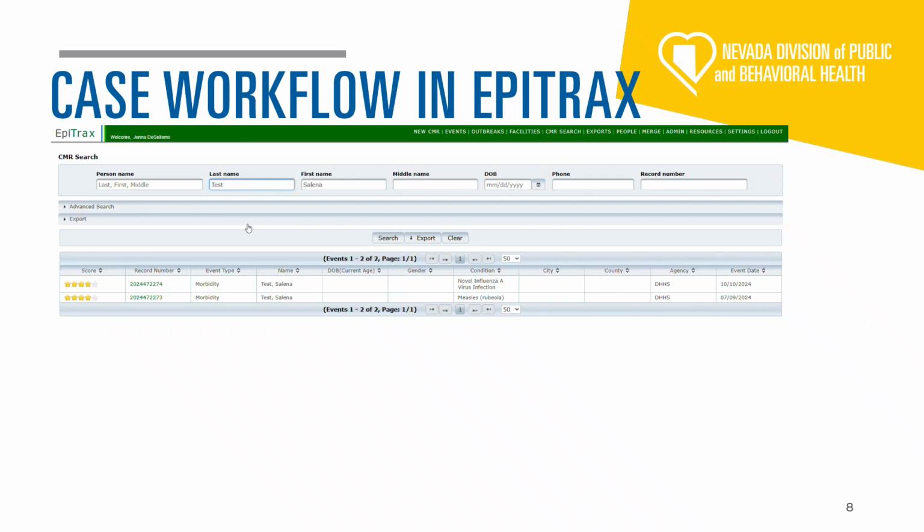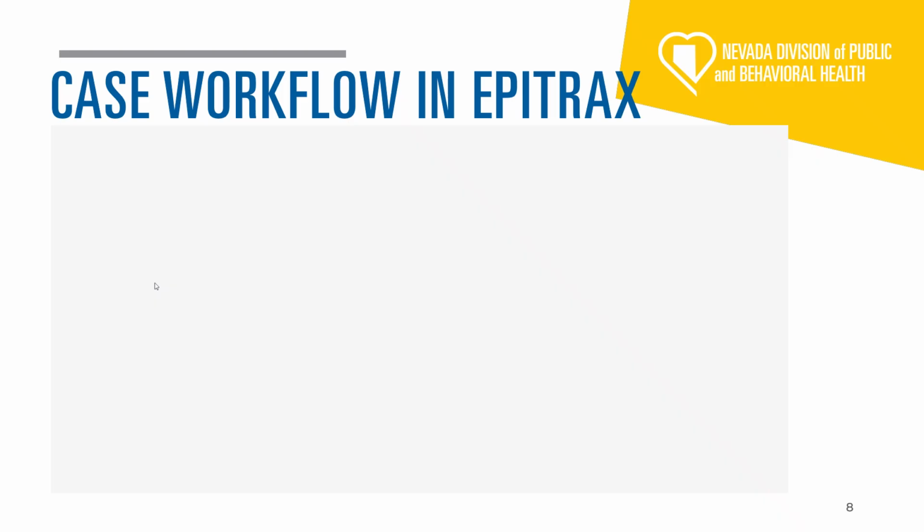I will start by typing in a case. Note that the UAT environment does have real health information, so I'm going to be sure to search for a fictional CMR. After searching and confirming I have the right CMR, I will click on the record number to open it.